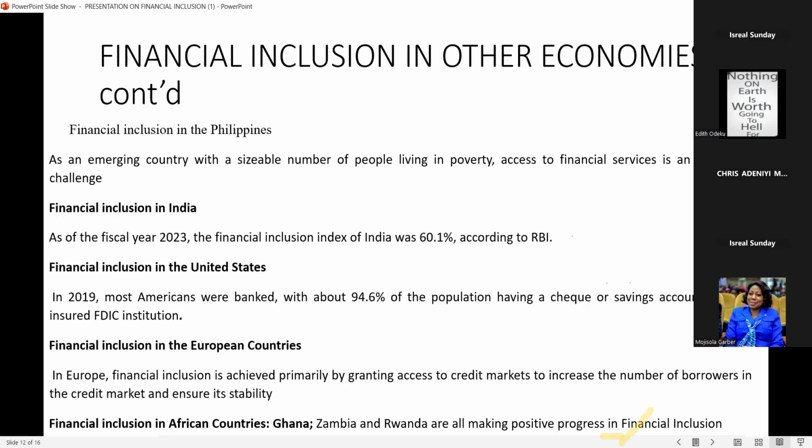Then financial inclusion in the United States. In 2019, most Americans were banked, with about 94.6 of the population having a checking or savings account with an insured institution, the Federal Deposit Insurance Corporation. Then financial inclusion in the European countries. In Europe, financial inclusion is achieved primarily by granting access to the credit market, to increase the number of borrowers in the credit market and ensure its stability. So these are what is happening in other economies.